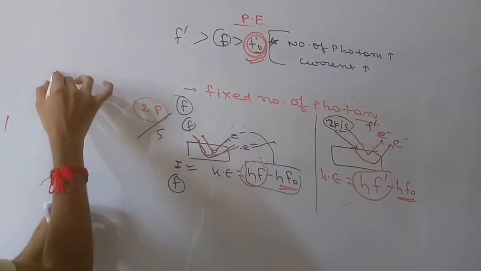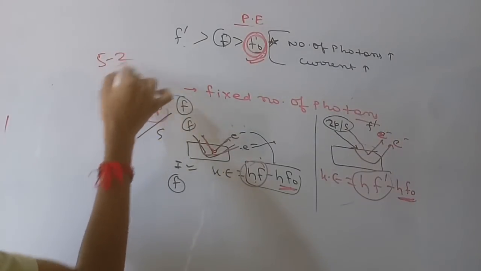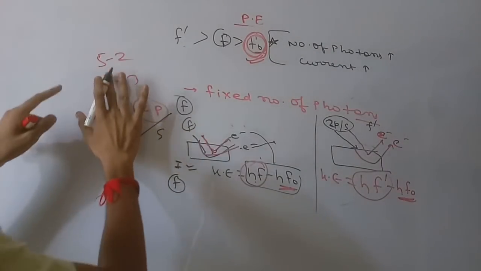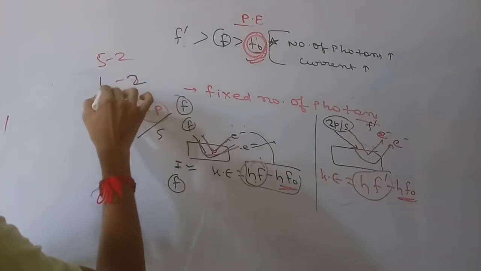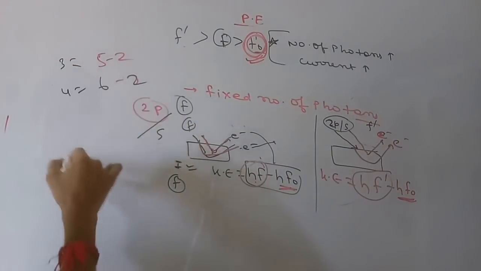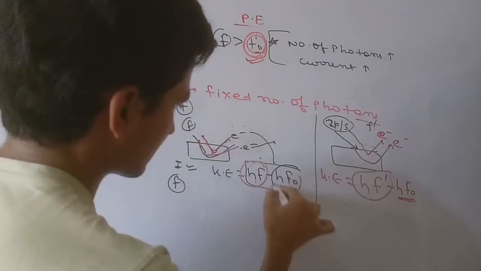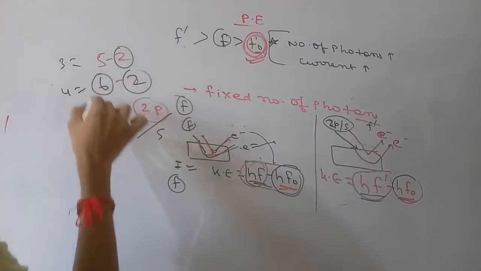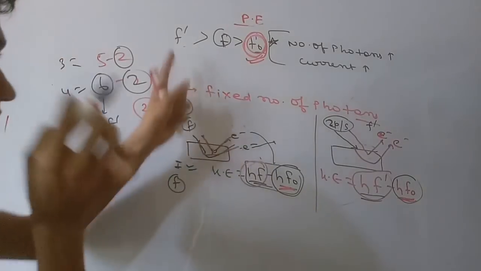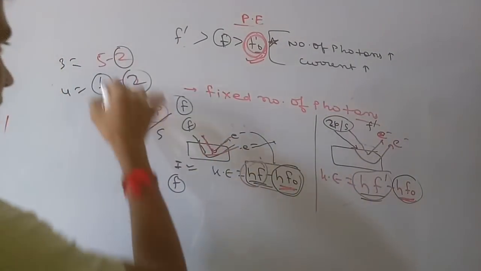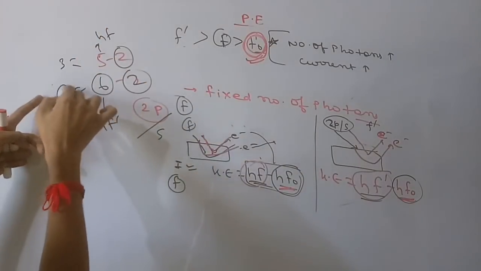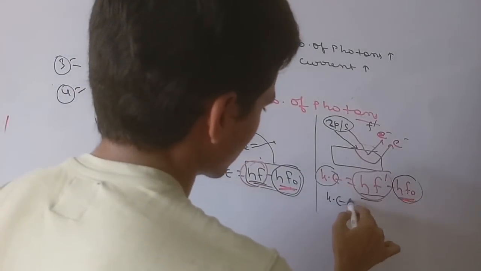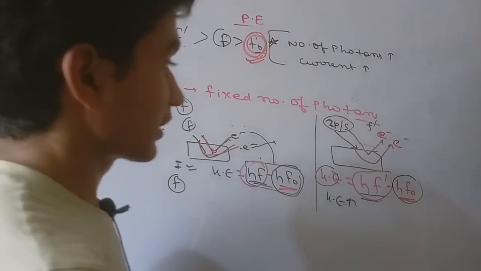So HF naught is constant in both, but HF is lesser than HF dash, because F dash is more. Understand? Think: suppose you subtract 5 minus 2 and 6 minus 2. You will get 3 here and 4 here, because this part is constant but this part is varying. Suppose 6 is your HF dash, because F dash is more, and HF is 5, so you get more answer here, less answer here. Same like this, the kinetic energy is more here.